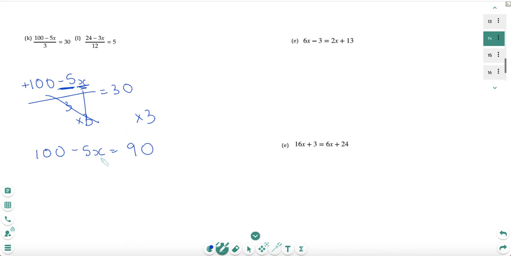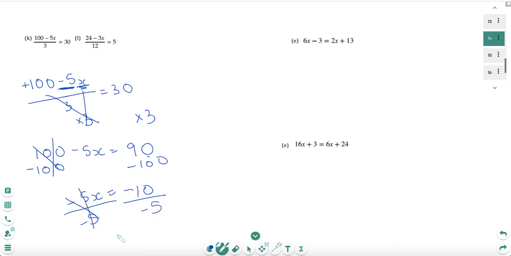Next, x is being multiplied by minus 5, then added by 100. So we'll get rid of the 100 next. So we're going to minus 100 from both sides. Minus 100 here, balance it by minusing 100 here. This cancels out. So you're left with minus 5x equals 90 minus 100 is minus 10. Now, x is being multiplied by minus 5. The opposite of multiplying by minus 5 is dividing by minus 5. To balance it, we divide by minus 5 here.